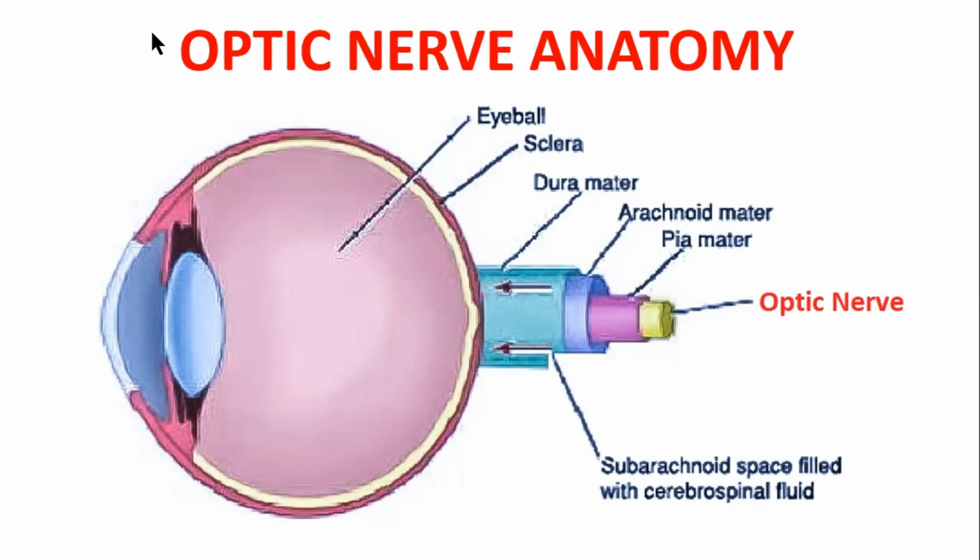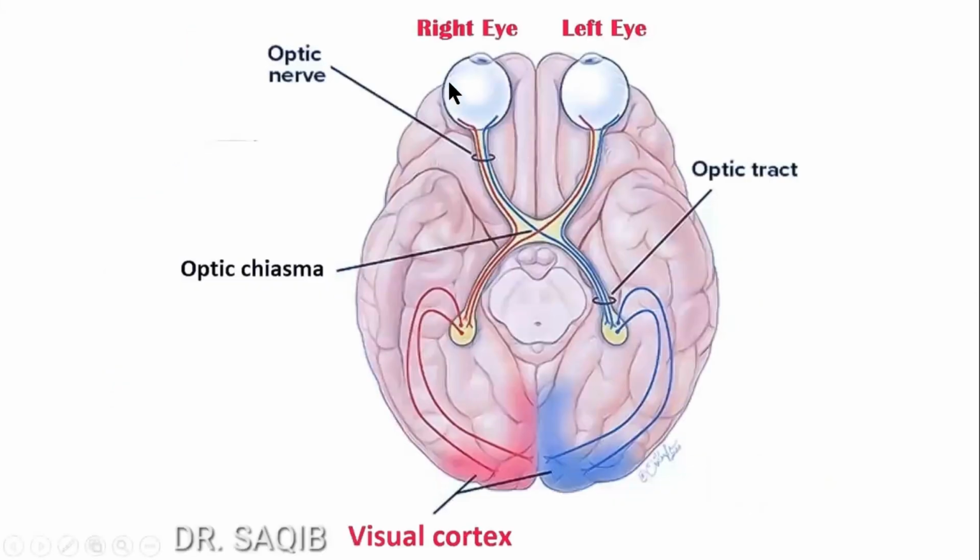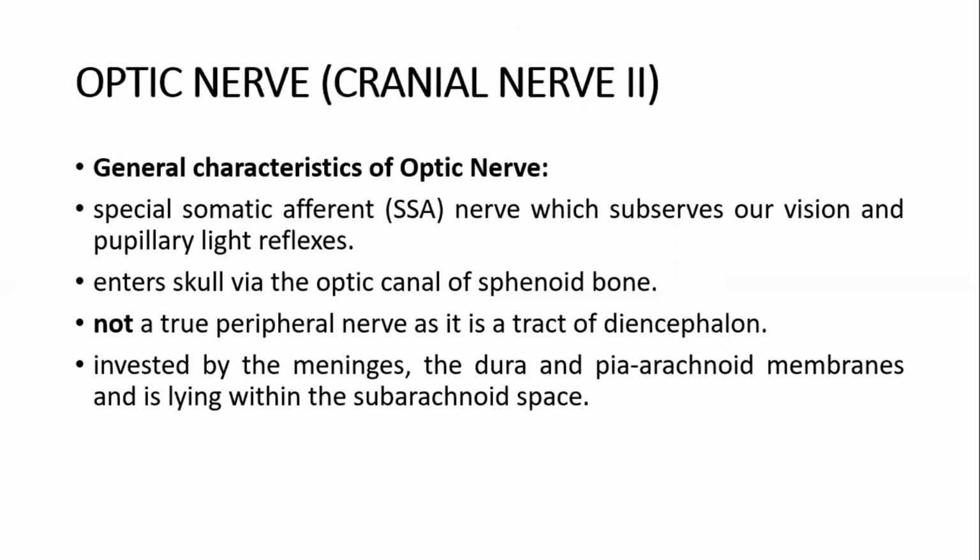And today I will discuss with you the anatomy of the optic nerve. So you could see this is the optic nerve that is enveloped by the meninges and the CSF. So it is an atypical nerve, not a typical nerve, and it is an extension of the diencephalon. Here you could see the two optic nerves, and these form the optic chiasma, the optic tract, and now ultimately they're going to the visual cortex for the interpretation of the image.